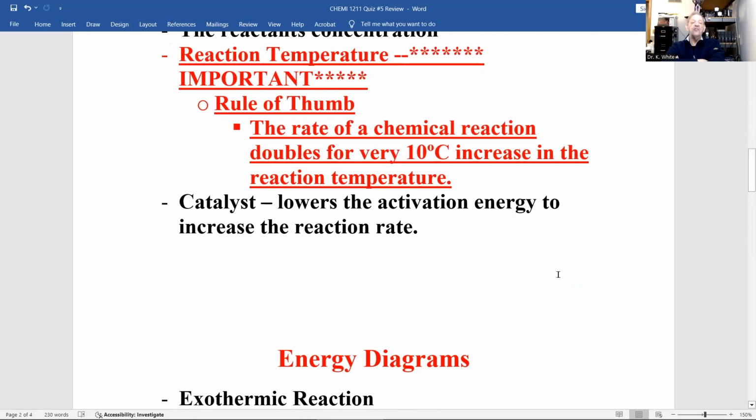Also, you should know what a catalyst is and how it works. A catalyst works by lowering the activation energy to increase the reaction rate. By the way, a lot of your enzymes, I think almost all of them, are catalysts.